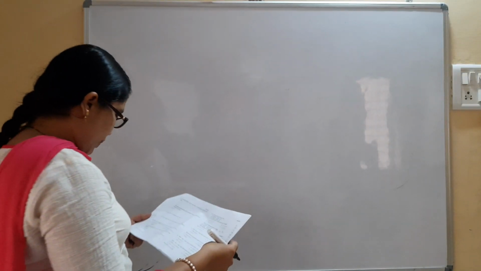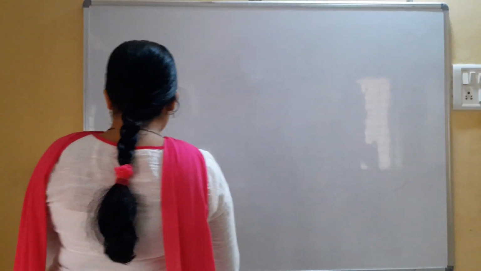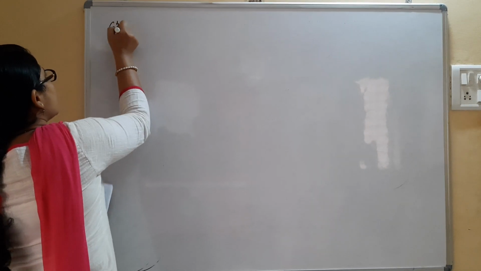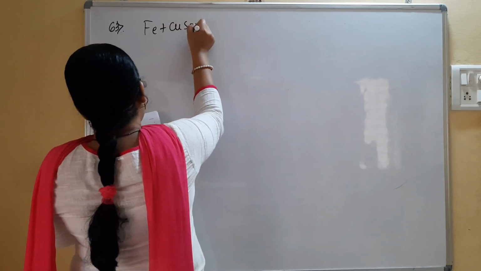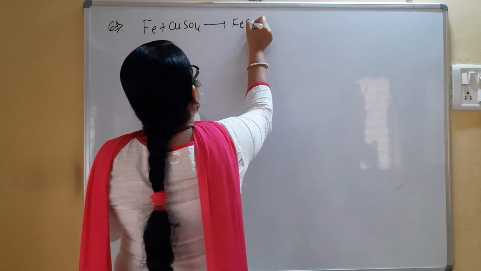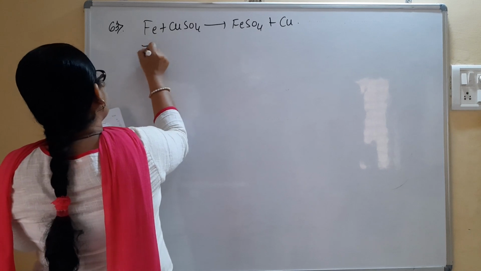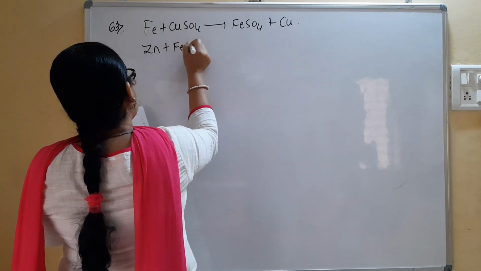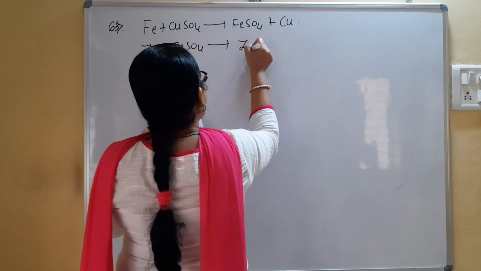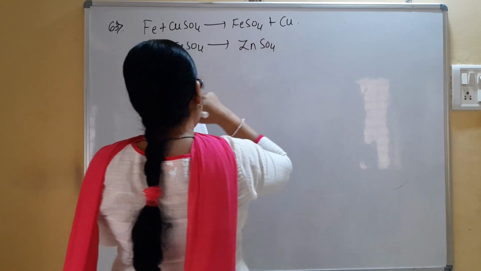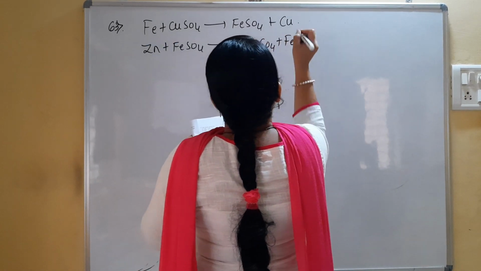So next question, let me consider the 63rd question. It is one of the interesting questions. They have given equations. Fe plus CuSO4 is giving FeSO4 and Cu. Then Zn plus FeSO4 gives ZnSO4 plus Fe.